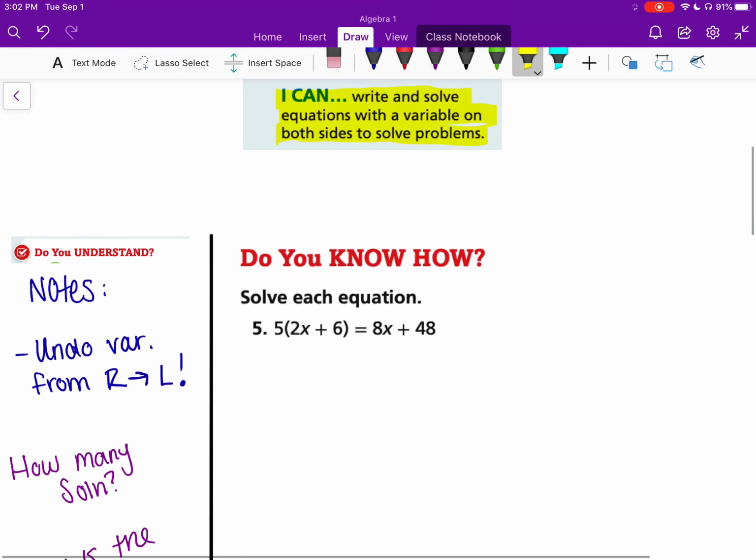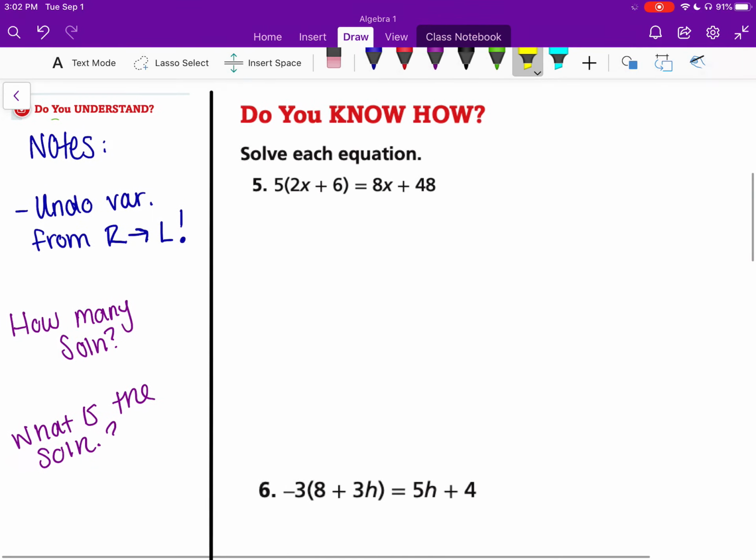Now that you're back in your student companion, we are actually going to start on page 20 with the Do You Know How problems, and then we'll come back to some examples. We're starting with problem 5, which is solving an equation, and we have variables on both sides. When we say sides, we mean that when you divide the equation in half at the equal sign, and you have the left side and the right side, there are variables on both sides of that equation.